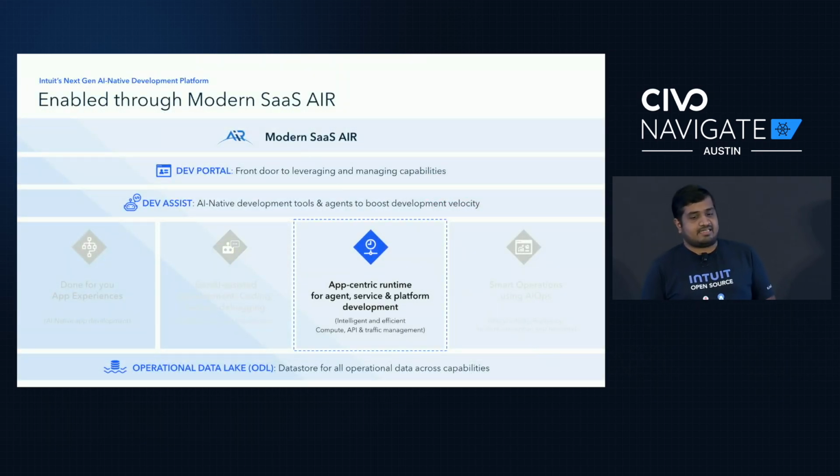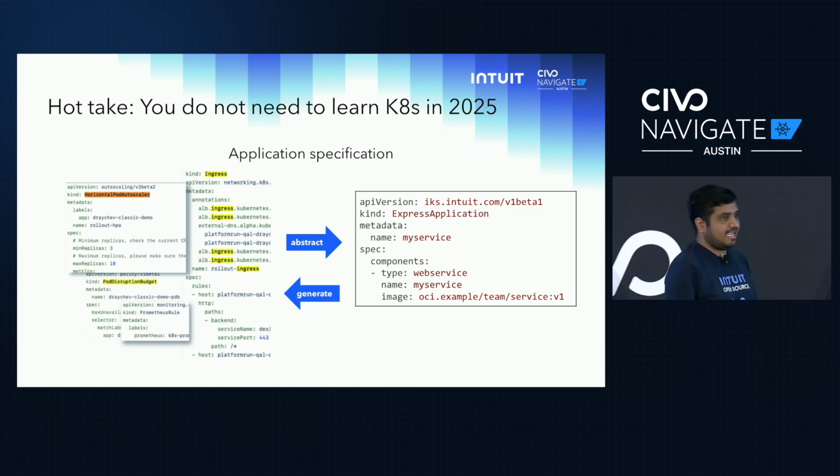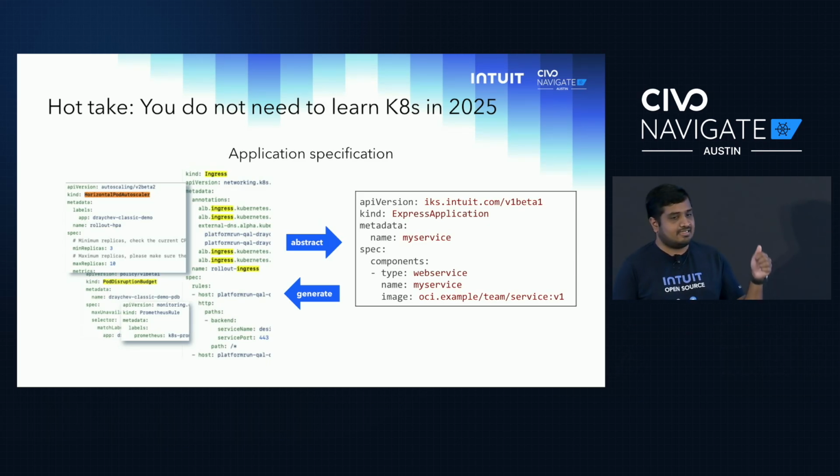OK, next up, app-centric runtime, agent service, and platform development. So hot take here, similar to what people were saying in the morning, in 2025, I think not everybody needs to learn Kubernetes. And that's the stance we started on when we were building this platform. We call it IKS, Intuit Kubernetes Services. And if you work in platform engineering, you might have seen hundreds and hundreds of YAML files, and over time, they keep getting longer and longer. And that's what we saw as well. And there's different types of ingresses, autoscalers, service definitions, and more keep coming as you integrate more tools.